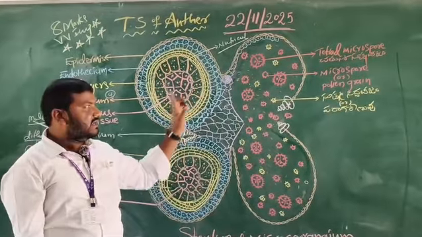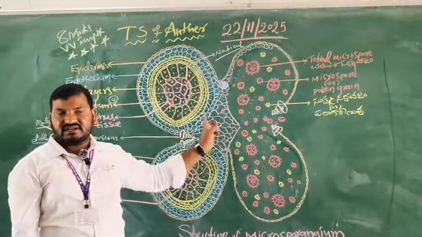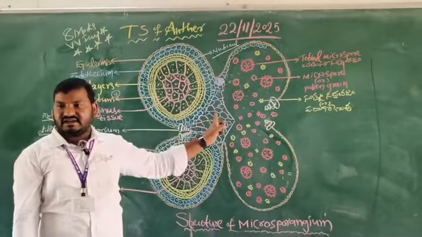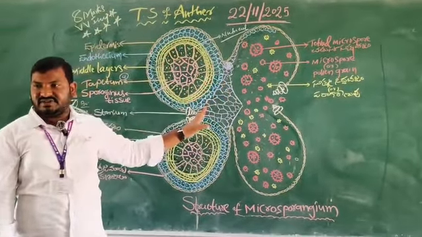Now the diagram should be drawn. After that, labels should be done. After that, you need to explain each and every point.